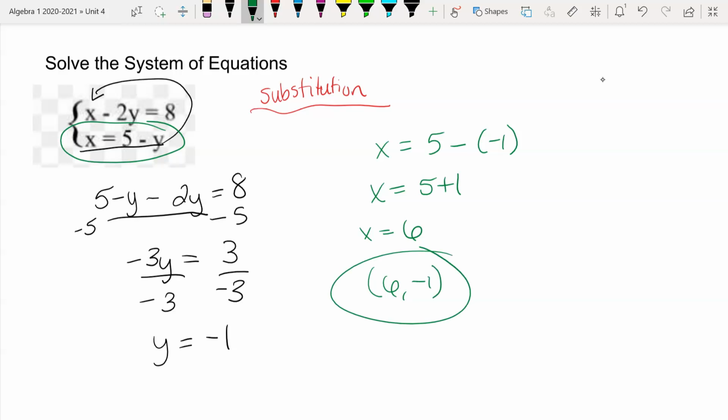Now the nice thing about these, don't forget on systems, you can always plug it back in to double-check it and make sure it works. I guarantee if you went back and checked all the ones that we've done so far, the answer would work for both equations. So that's how you know you did it correctly.